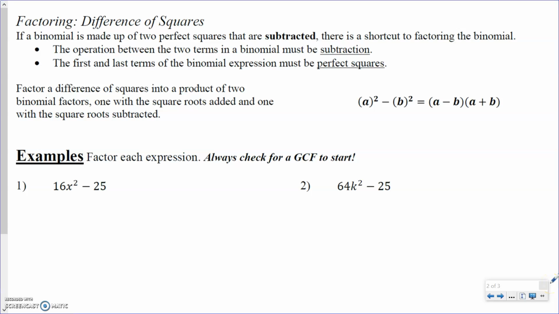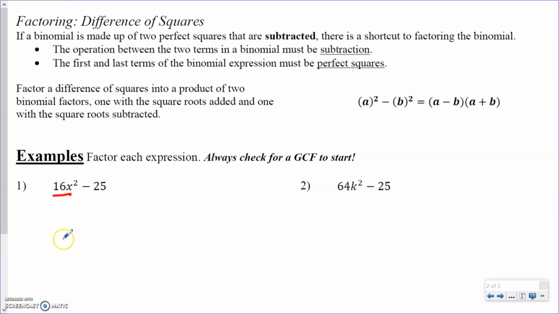Okay, factoring a difference of two squares. So far we've done GCF, which you always check for first. We've done grouping, which only happens when there's 4 terms. We've done AC split, which happens when there's 3 terms. Now, if we look at this, we're going to notice that there's only 2 terms here. So we can't use any of those methods except for GCF. But there's a special case here.